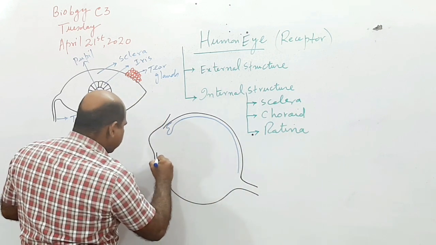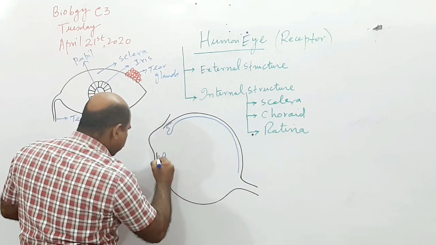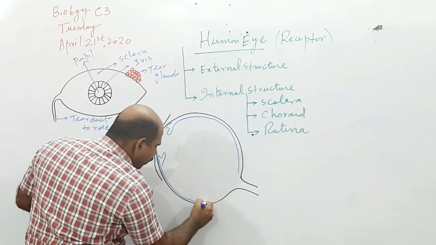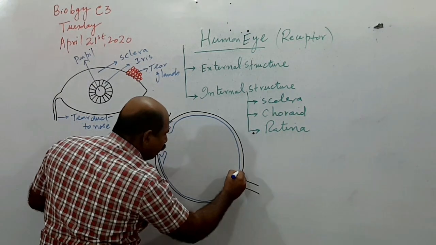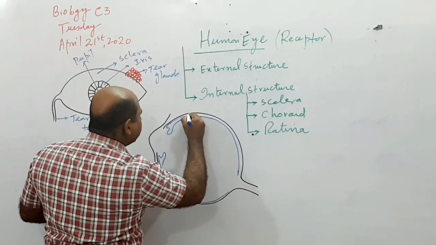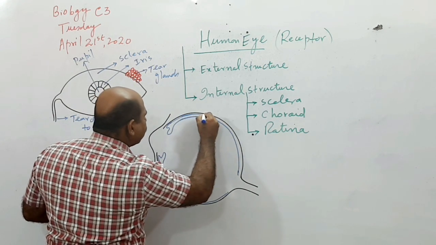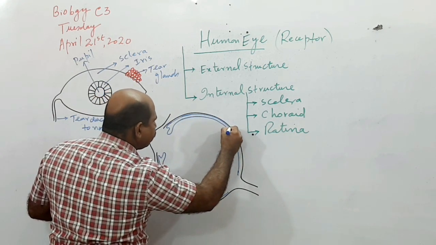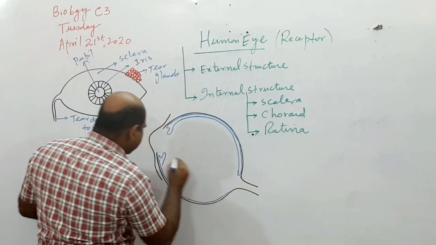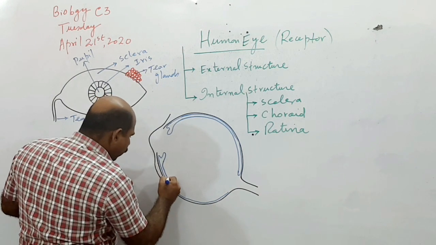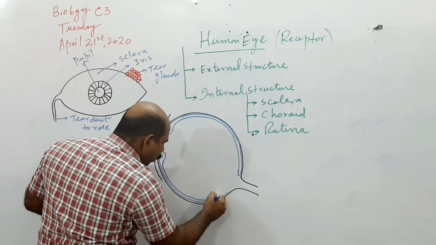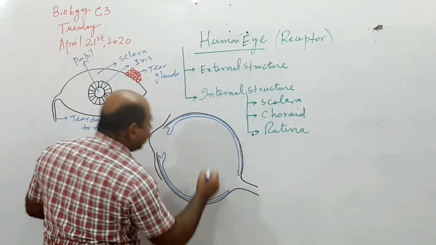So this is the second layer. I'm going to draw this one with blue. You can observe this is the choroid. You can observe the choroid here. Choroid has some very important functions. Choroid is responsible for providing nourishment to the eye.